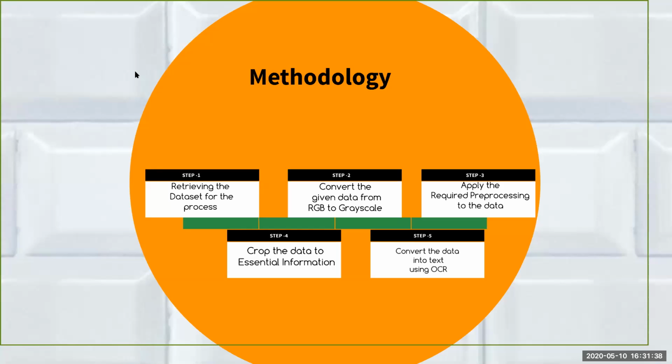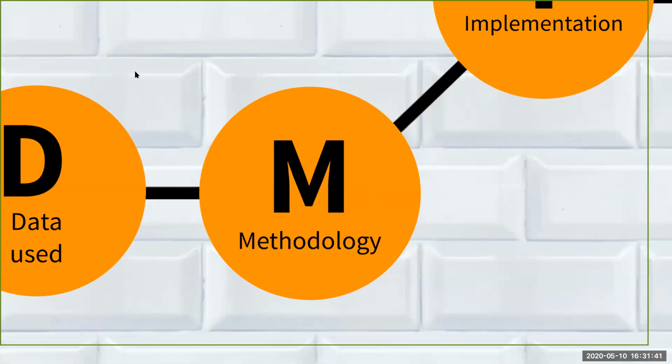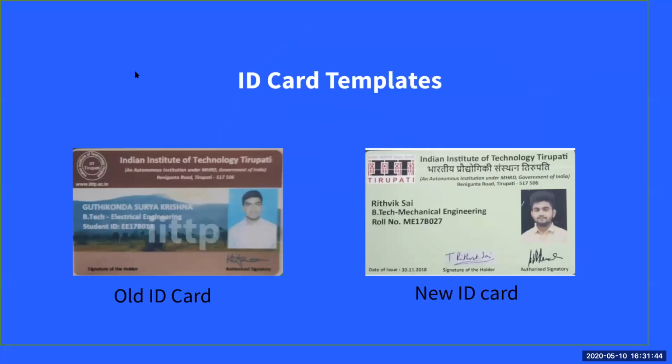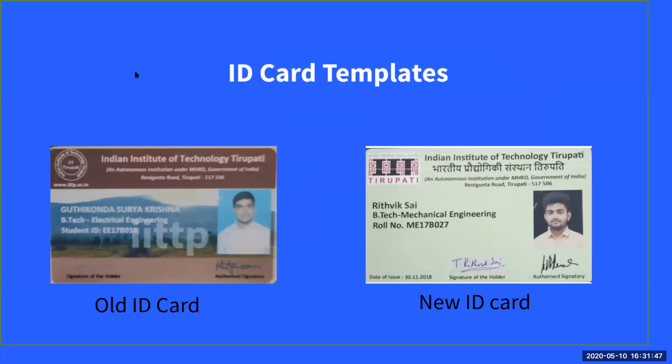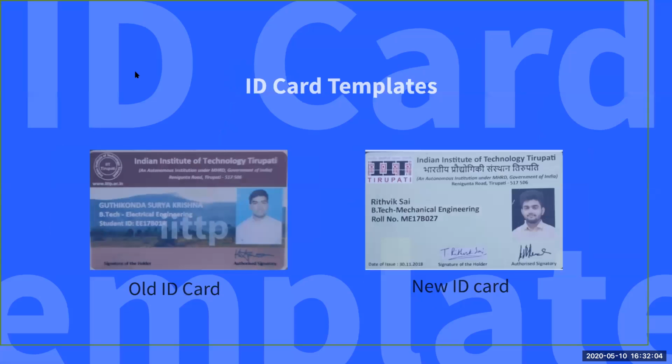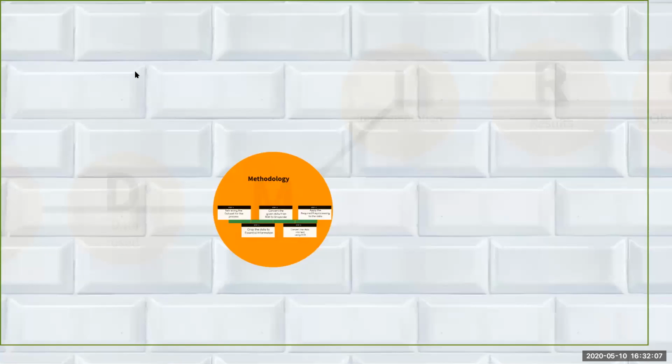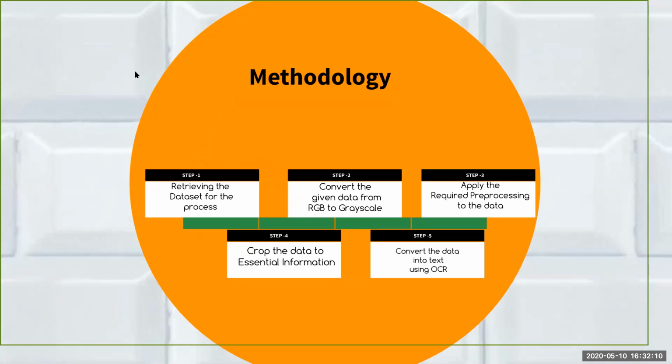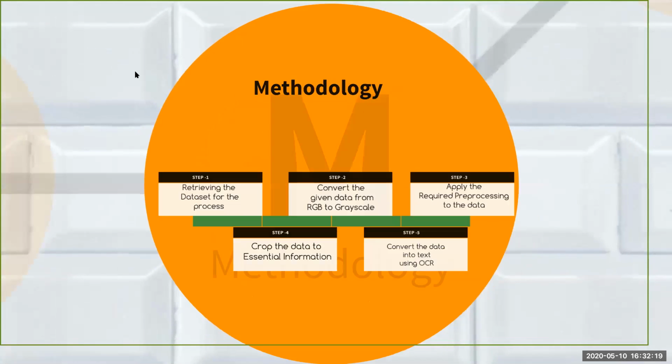Step 4 is we cropped the essential information. When we go through the ID card, the only data we need is just below our college logo: the name, the BTech, the branch, and the roll number. So we cropped the data that we need and use only that. And the 5th step is converting the data into text. In the implementation, which will be explained by Akhil, you can see how this data is converted into text using OCR. From here, Akhil will continue.